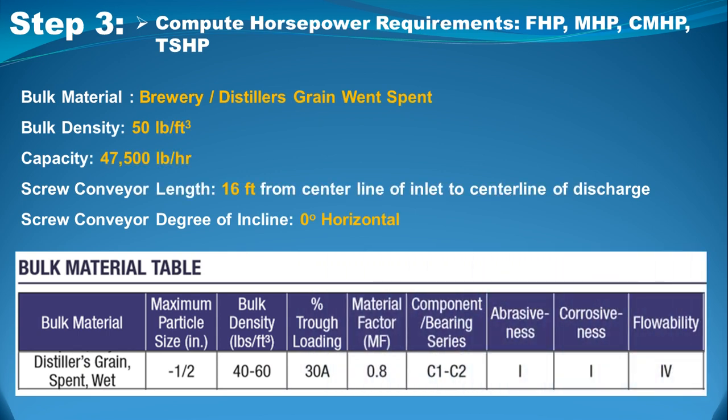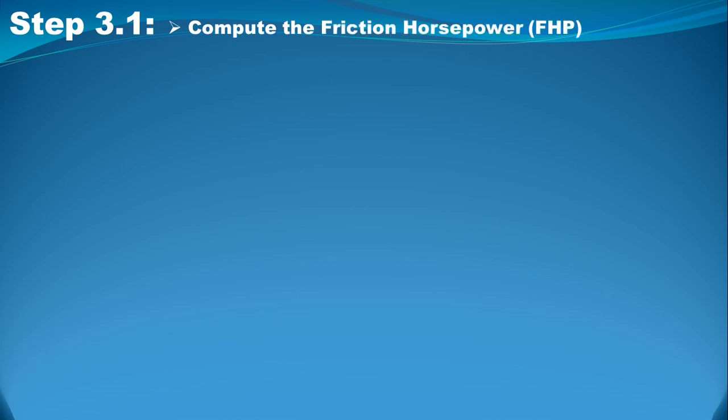So based on the design data, we can compute, and also using the computed data that we got from the previous video, steps 1 to 3 on how to design a horizontal screw conveyor. So moving on, step 3.1, compute the friction horsepower, which is the FHP.